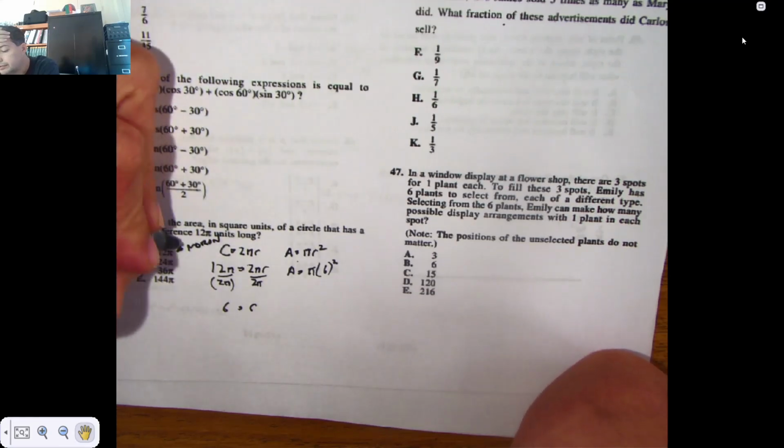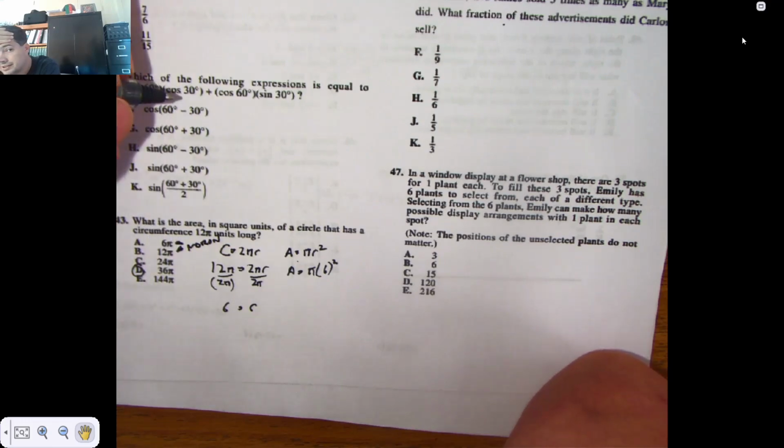You see that one? That's for the moron. That one is too, because they did enough work to get a 6, and they thought 6 pi, because that's what they think of.